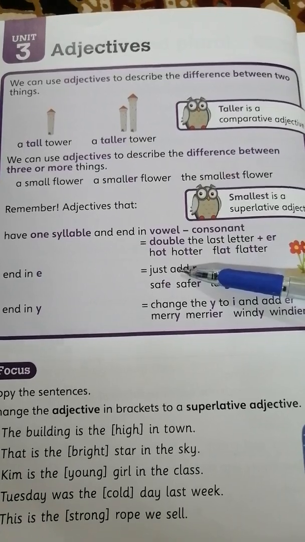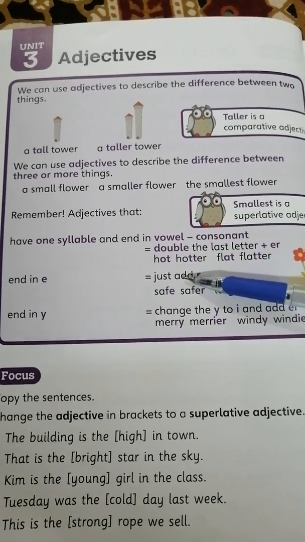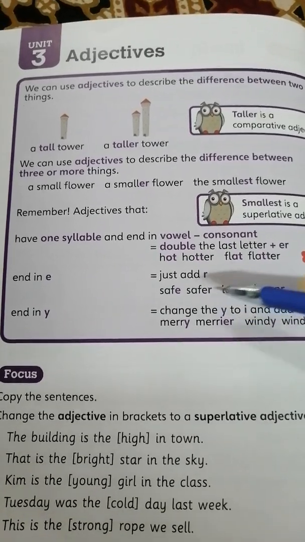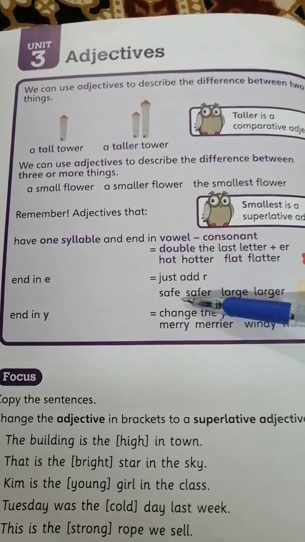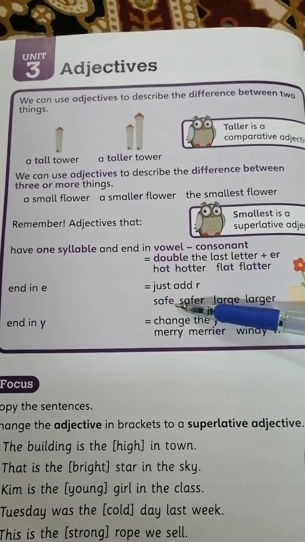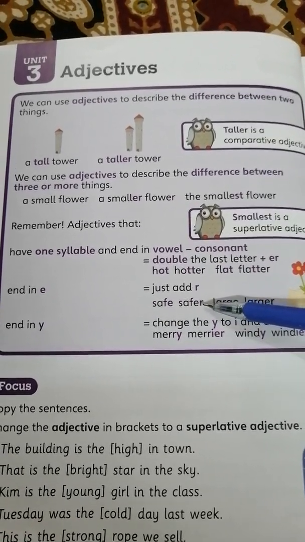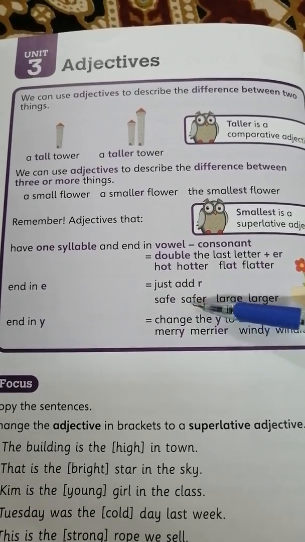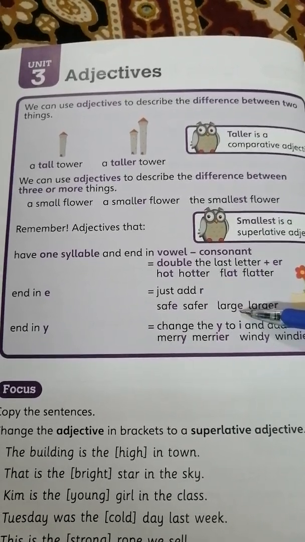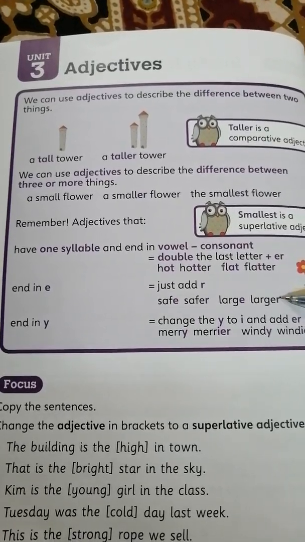Okay, the next is rule number 2. When simple adjective words end in E, we add only R or ST to the adjectives. Whenever any word ends in E, like safe, S-A-F-E, we add just R after it, like safe, safer. Large, L-A-R-G-E, also ends on E, so we just add R after it. So it becomes larger.